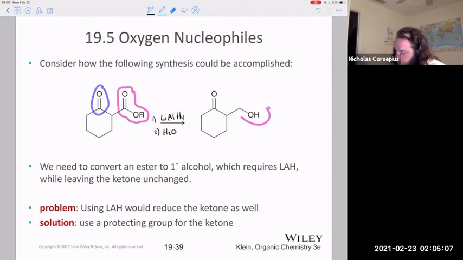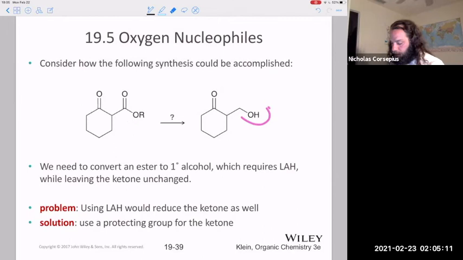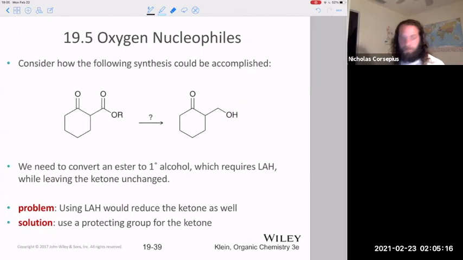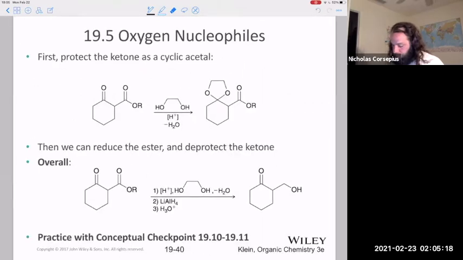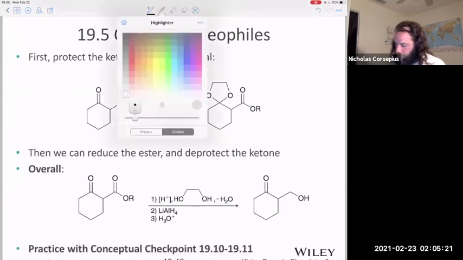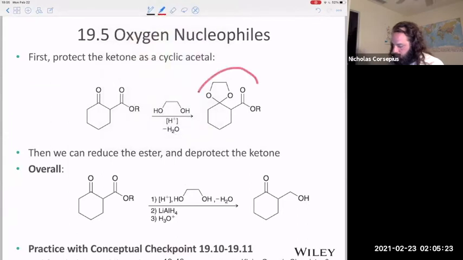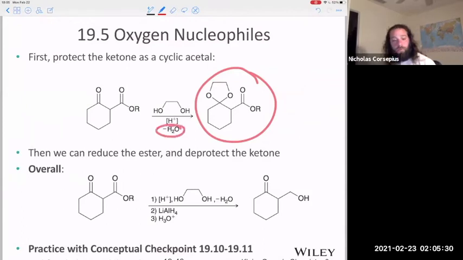So what I'm going to do is protect the ketone group using these cyclic acetyls, then do the reduction, then remove my protecting group, okay? So first thing I'm going to do is form that cyclic acetyl using my diol under acidic conditions, making sure to remove the water, right? So that's step 1. And then I can go and hit it with the lithium aluminum hydride.